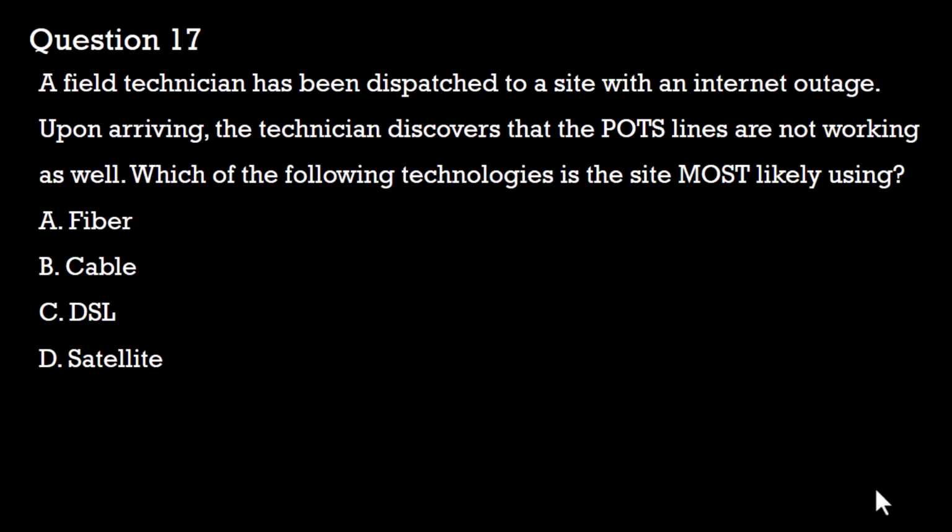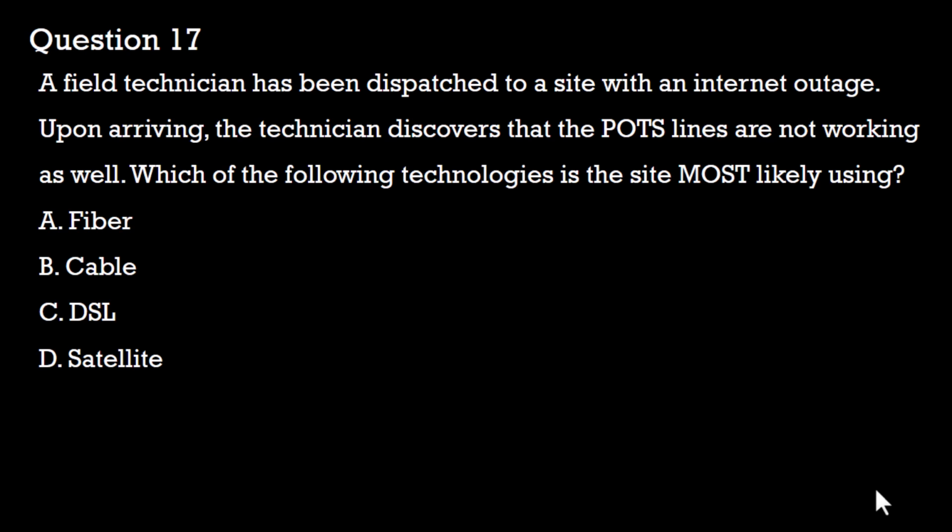Fiber optic internet is a separate technology that does not rely on POTS lines. So an issue with fiber would not affect the POTS services unless there is an unrelated problem affecting both services. Cable internet uses coaxial cables and is not dependent on POTS lines. DSL, or digital subscriber line, uses existing telephone lines or POTS to provide internet service, while satellite internet is delivered via satellite dishes and is not dependent on POTS lines.